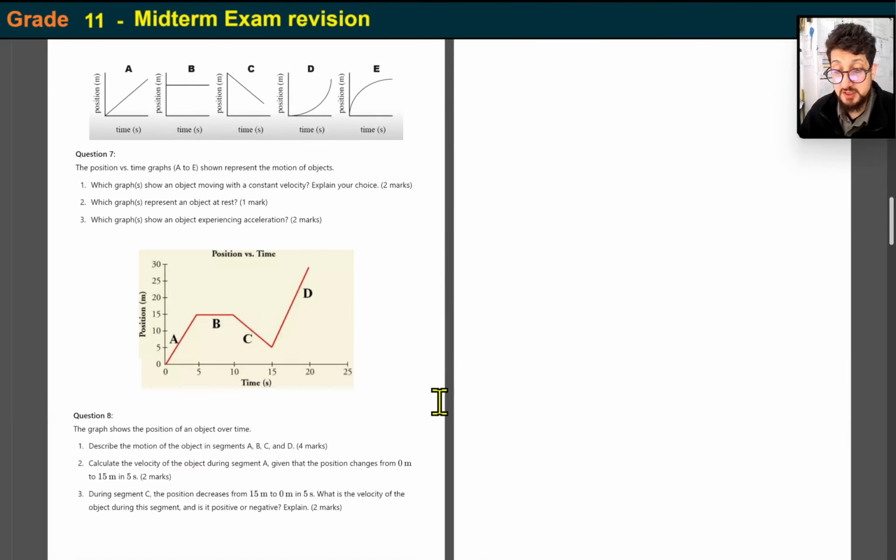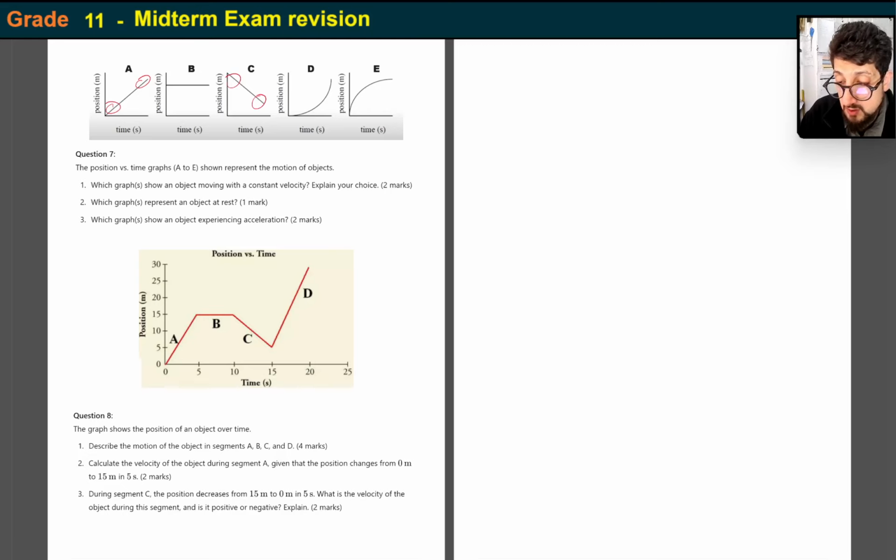Question 7. The position versus time graphs A to E shown represent the motion of the objects. Which graphs show an object moving with constant velocity? Explain your answer. Now, constant velocity, remember this is position time. So the gradient of a position time graph is going to show the velocity, right? So this is going to be constant because the gradient is constant. As you can see here, if I measure the gradient, the rise over the run between those 2 points, the beginning and the end, this point here and this point here, we can see they're the same. The gradient over here is the same.